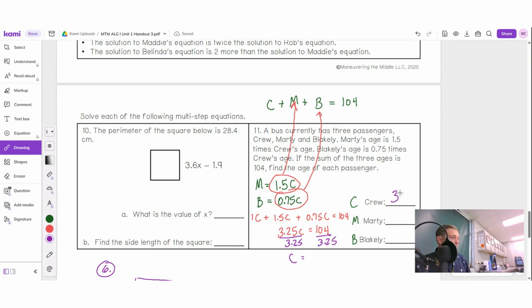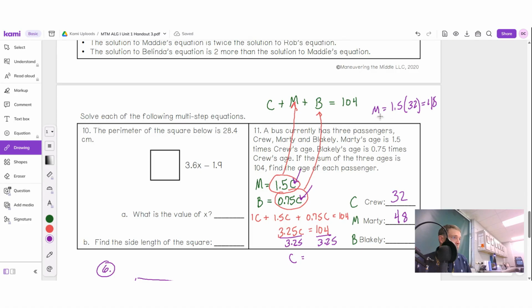Now, if Crew is 32, then we can put 32 here, and we can put 32 here. If you take 1.5 and multiply it by 32, that's all of 32 plus half of itself. And that's 32 plus 16, so that means Marty is 48, right? That's how I got that. That was for our man Marty, right?